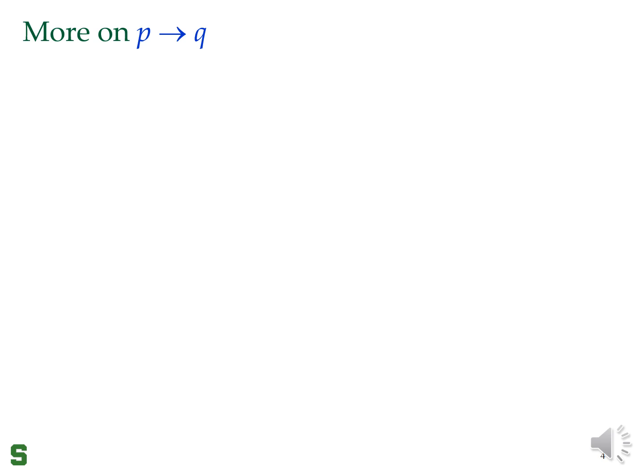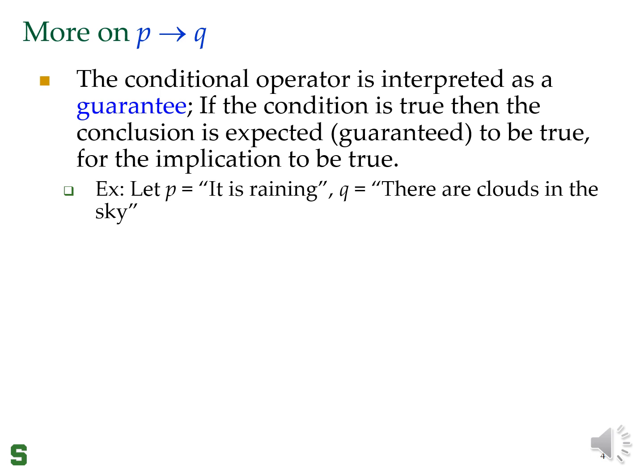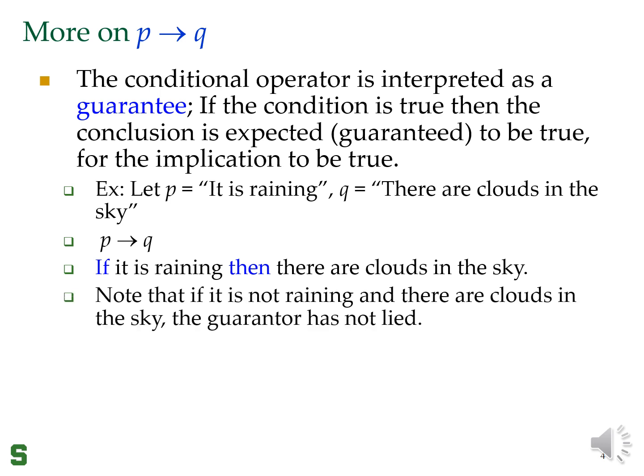So let's look at a little bit more on P implies Q. The conditional operator is implied as a guarantee. If the condition is true, then the conclusion is expected to be true. So here, let P be it is raining, let Q be that there are clouds in the sky. P implies Q means if it is raining, then there are clouds in the sky. Note that we are not saying whether it's raining, we are not saying whether there are clouds in the sky. All that we are saying is if it is raining, then there are clouds in the sky.